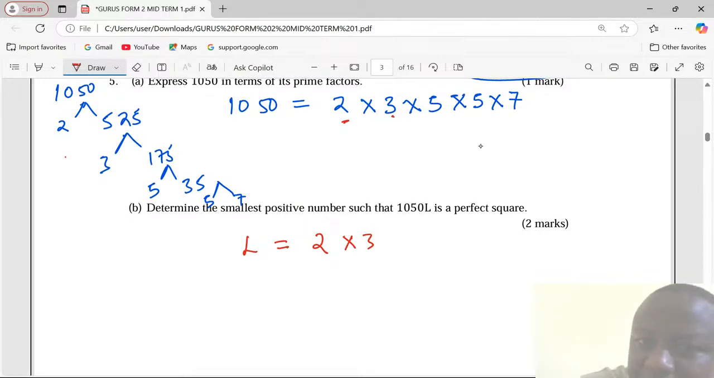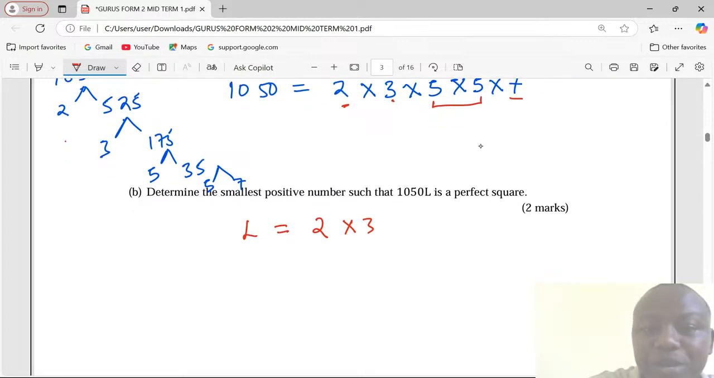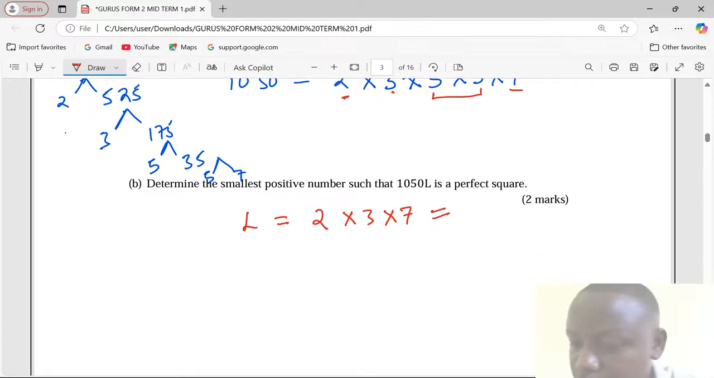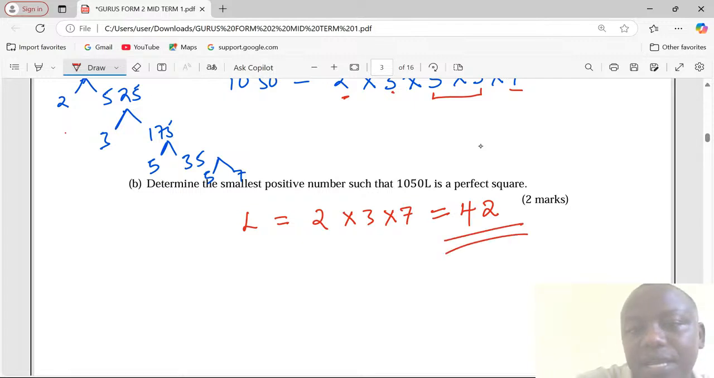Now, for the case of 5, you can see that 5 is already a pair. Therefore, 5 is already contributing perfectly. Let's go to 7. 7 is existing alone, so we need another 7. And now when we multiply these prime factors with what we have up there, it will become a perfect square. So it will be 2 by 3 by 7. This is going to give us exactly 42. So the answer is exactly 42.